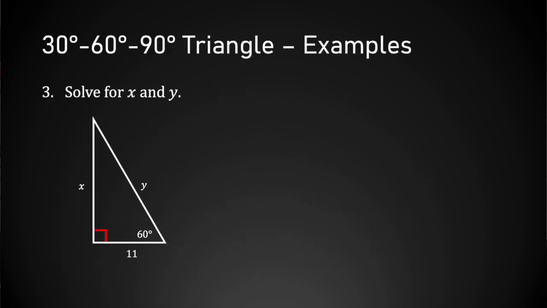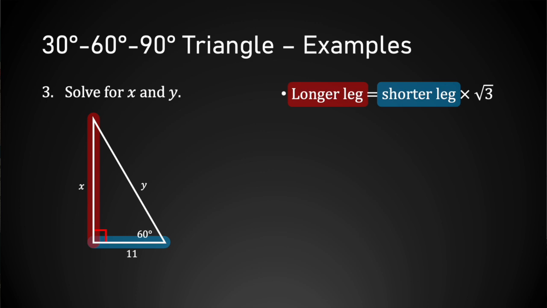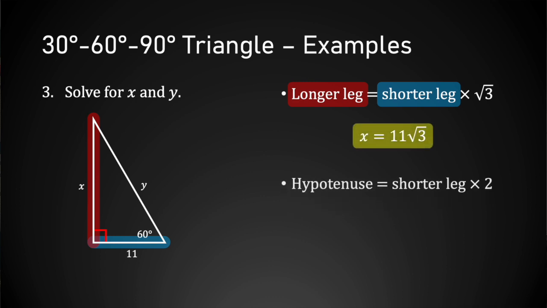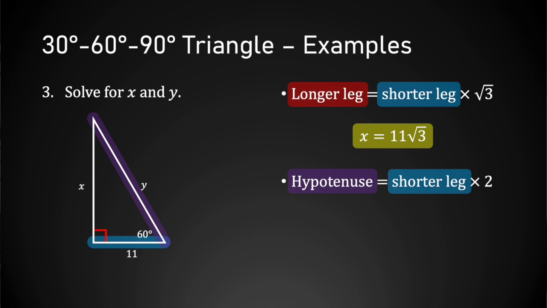Again, we're solving for x and y, and we're given a length of 11 for the short leg. The longer leg is the shorter leg times the square root of 3, so x equals 11 times the square root of 3, which doesn't simplify any further. To get the hypotenuse, we just multiply the shorter leg by 2. So y equals 11 times 2, which is 22. That time they gave us the short leg and asked us for the other two sides.